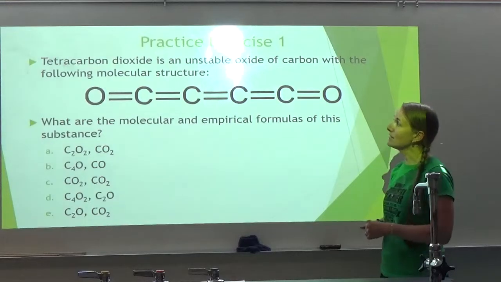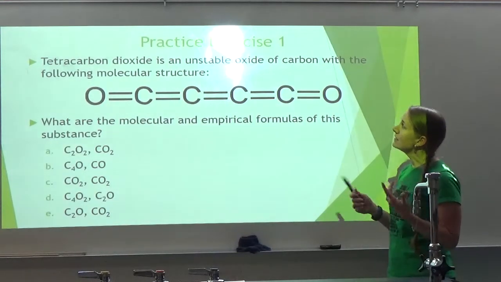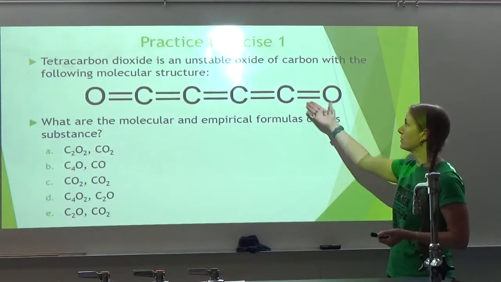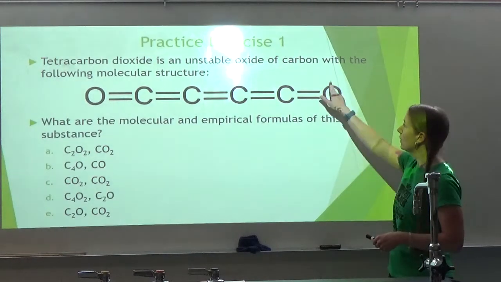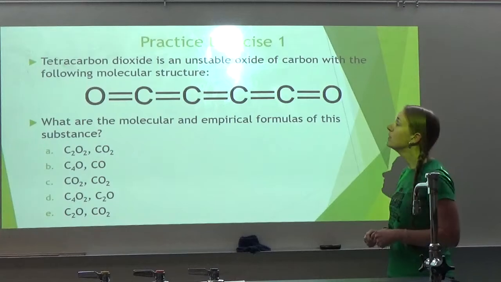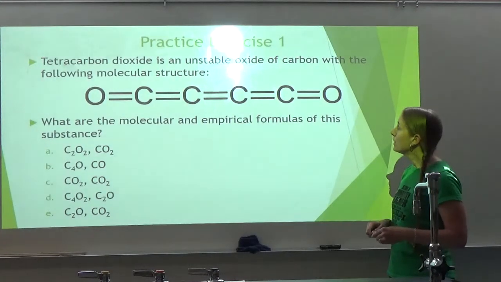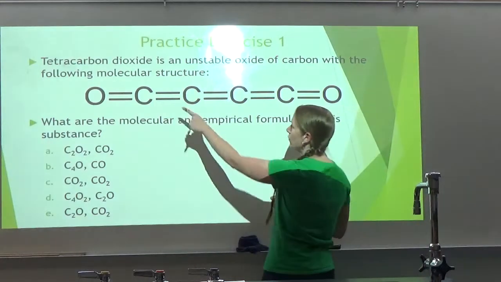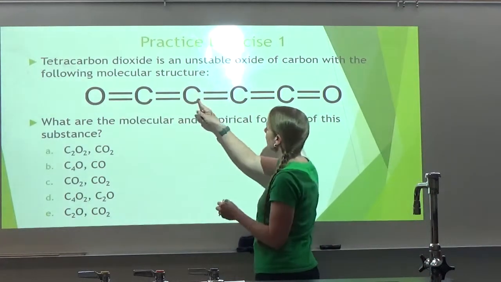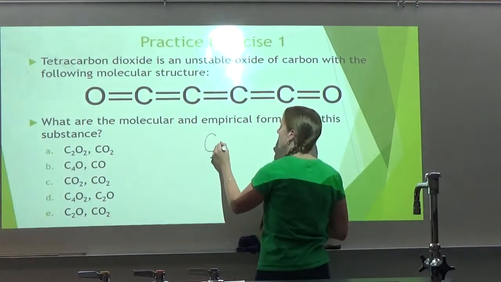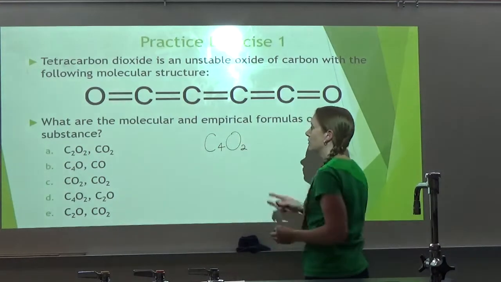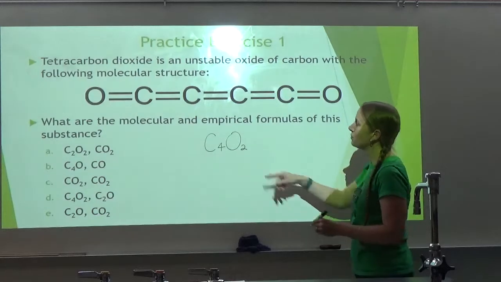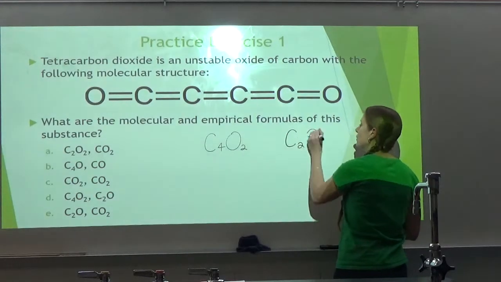All right, so it says, tetracarbon dioxide is an unstable oxide of carbon with the following molecular structure. So we can see it right here. They have left off lone pairs. What are the molecular and empirical formulas of this substance? Okay, well, I can tell the molecular formula just by looking at it. So C 1, 2, 3, 4. So there's 4 C's, and then there's 2 O's. So that's the molecular formula. That's what the molecule actually looks like. So when I reduce that, it would be C2O.